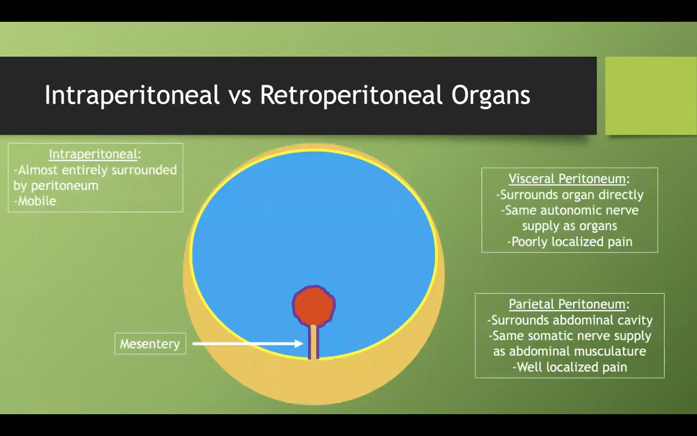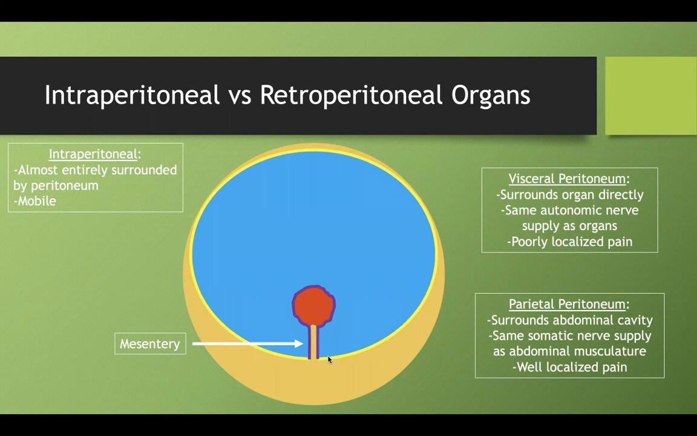I'm going to take us a step back to our GI intro lecture, where I talk about intraperitoneal versus retroperitoneal organs, and I show this here. In this image, we can see this is our visceral peritoneum because it directly surrounds our organ, in this case the appendix, and here's our mesentery. And this area all the way around here is our parietal peritoneum.